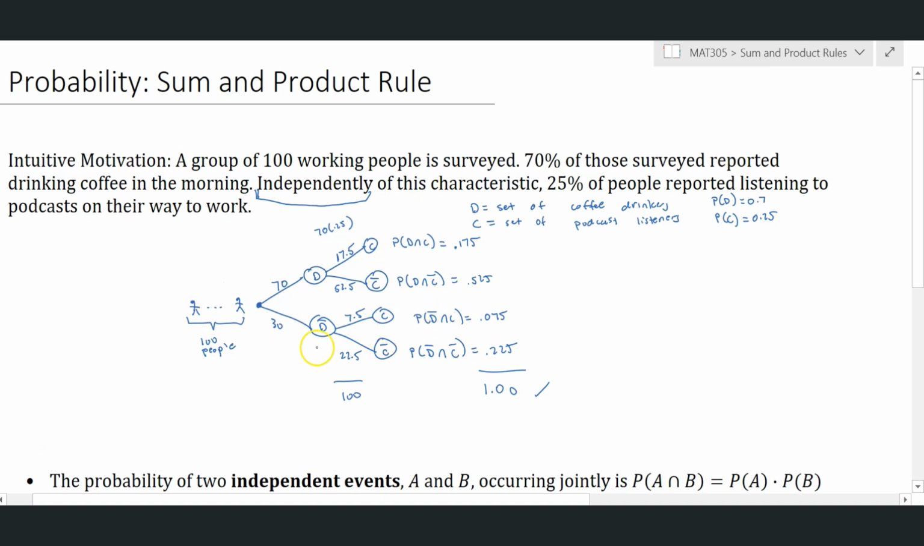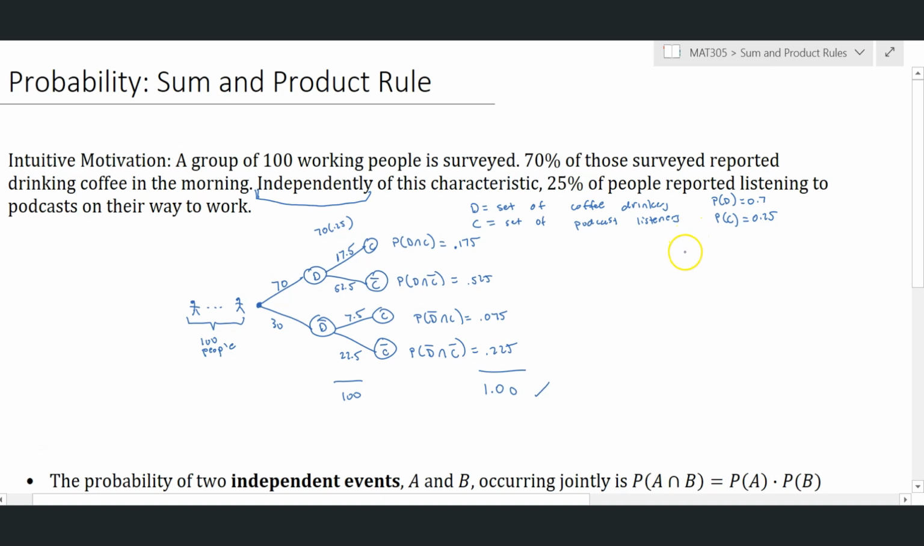We know how every one of these 100 people can be categorized according to their two preferences. Now, we can think about D and C as random variables, in the sense that D can take on a value of, let's just say, 0 or 1. So 0 being you're not a coffee drinker and 1 being you are. And C is similar but related to the concept of podcasts.